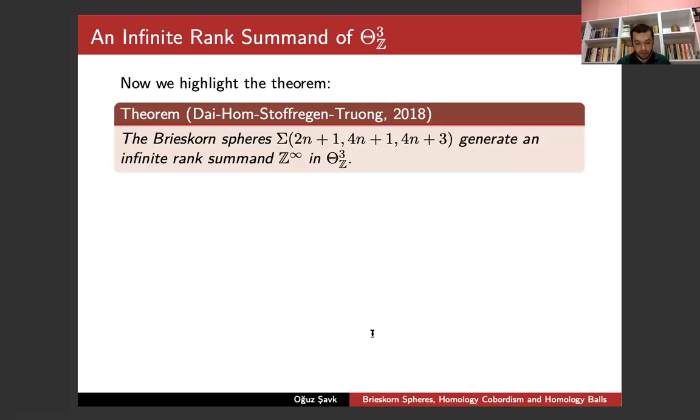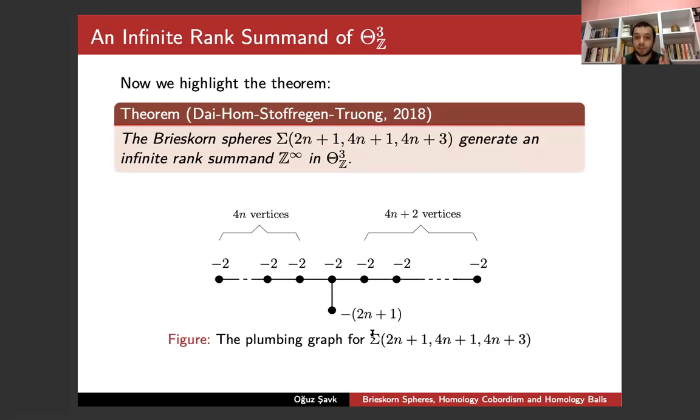Now I highlight the recent theorem of Dai, Stoffregen, and Truong. They actually show that the Brieskorn spheres Σ(2n+1, 4n+1, 4n+3) generate an infinite rank summand. And this Brieskorn singularity is actually the boundary of this plumbing graph.